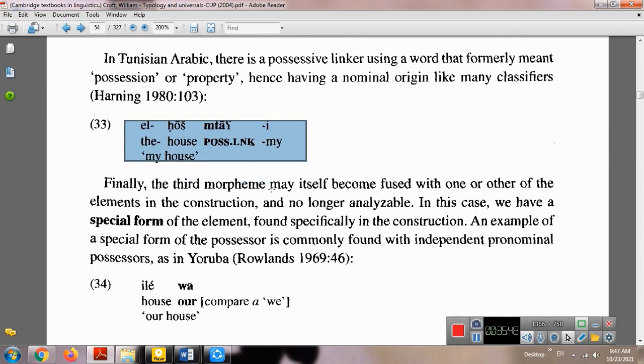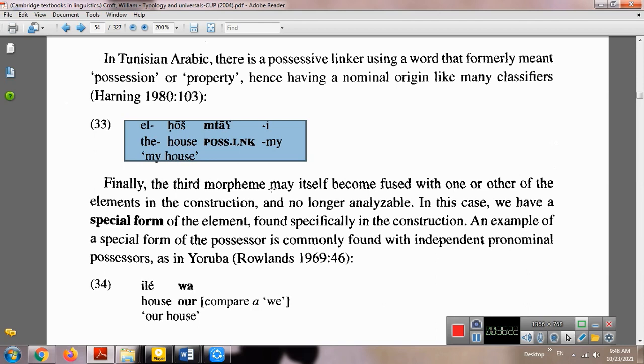Finally, the third morpheme may itself become fused with one or other of the elements in the construction and no longer analyzable. In this case, we have a special form of the element found specifically in the construction.